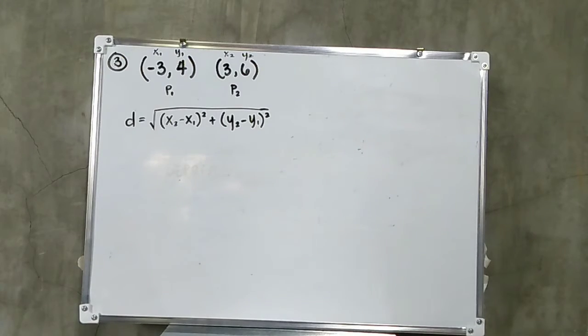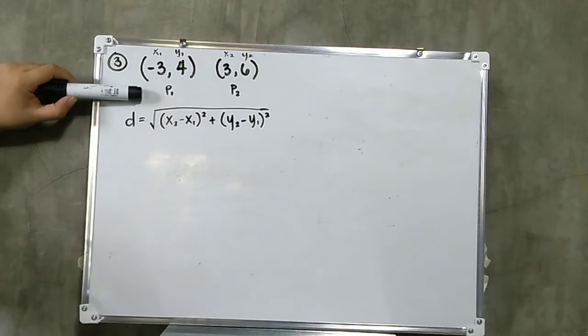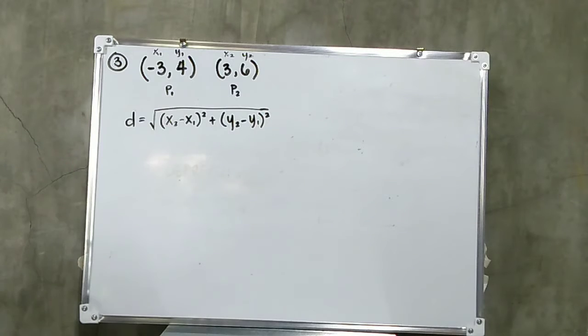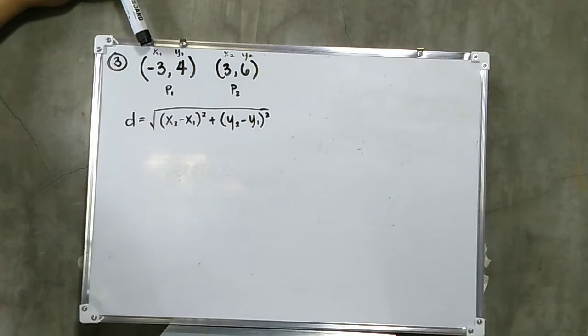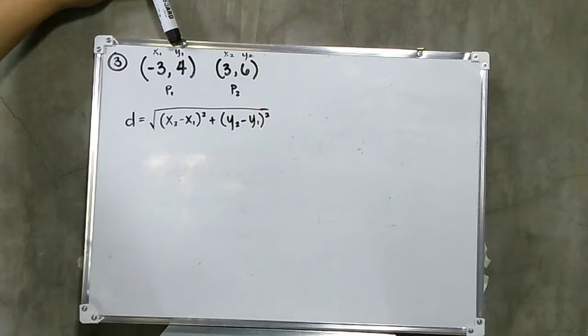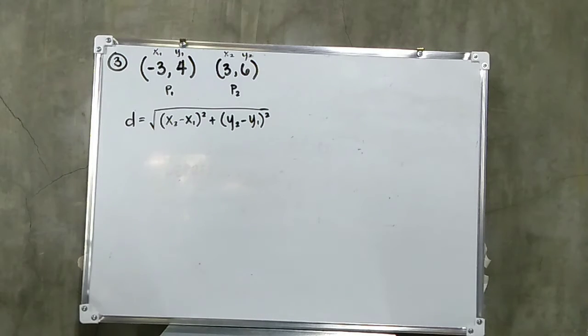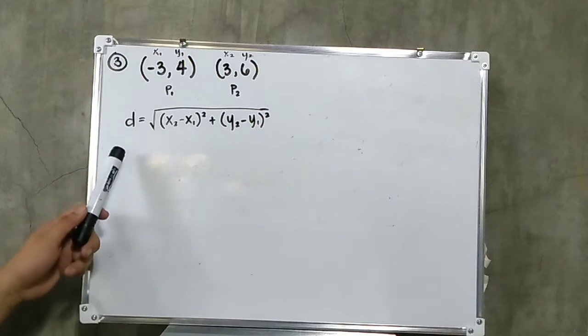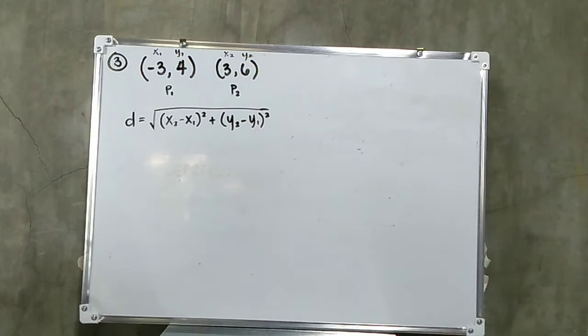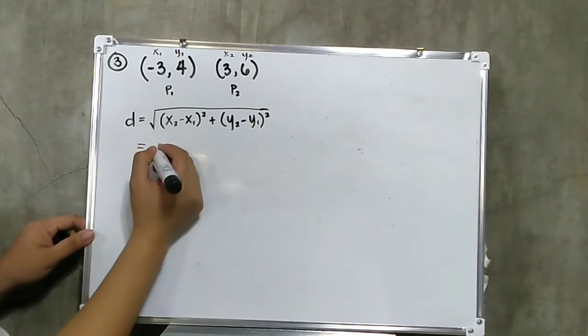Number 3. We have points (-3, 4) and (3, 6). So this will be our point 1 and this is our point 2. So in point 1, we have x sub 1 and y sub 1. In point 2, we have x sub 2 and y sub 2. The formula is still the same. The square root of (x sub 2 minus x sub 1) squared plus (y sub 2 minus y sub 1) squared. Then let's substitute the numbers.